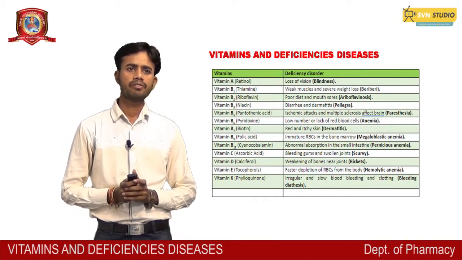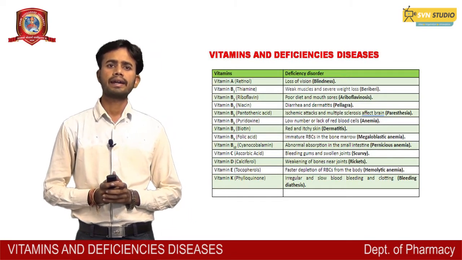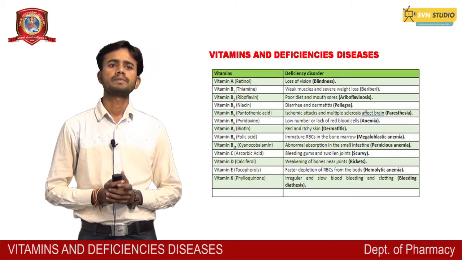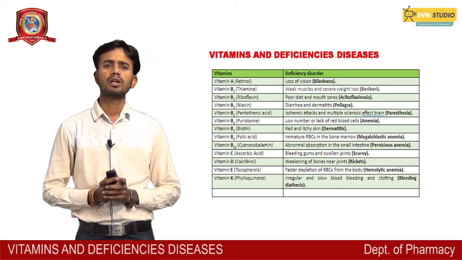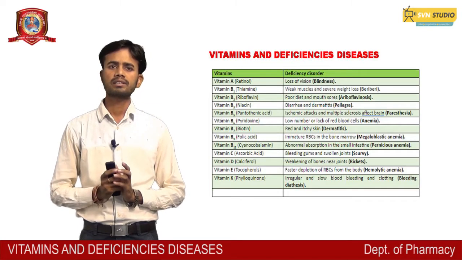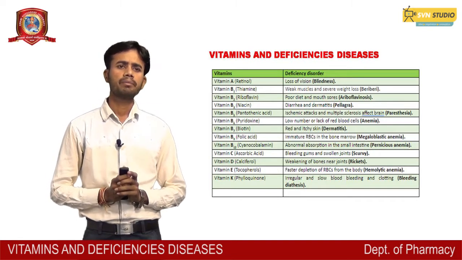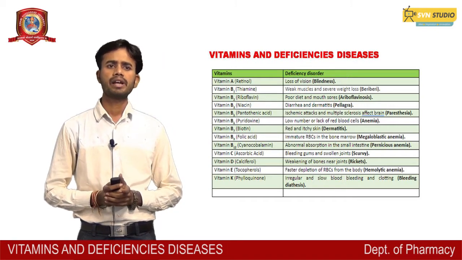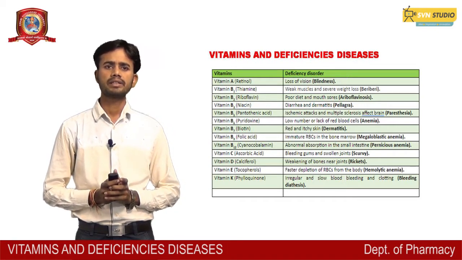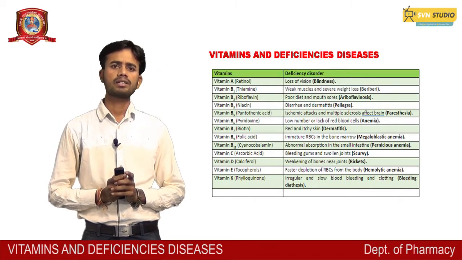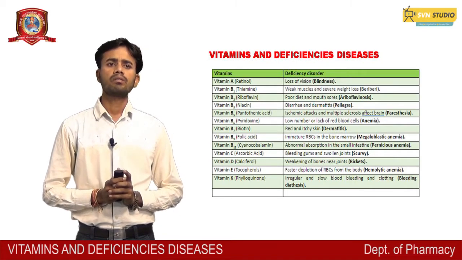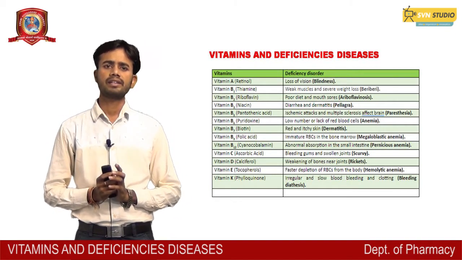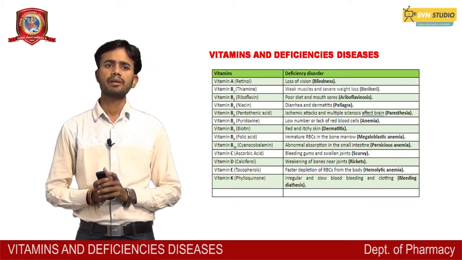Vitamin B5, pantothenic acid, ischemic attack and multiple sclerosis affecting the brain, called paresthesia. Vitamin B6, pyridoxine, low number or lack of red blood cells called anemia. Vitamin B7, biotin, red and itchy skin, dermatitis. Vitamin B9, folic acid, immature RBCs in the bone marrow called megaloblastic anemia. Vitamin B12, called cyanocobalamin, abnormal absorption in the small intestine called pernicious anemia.